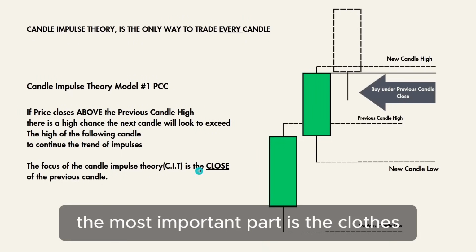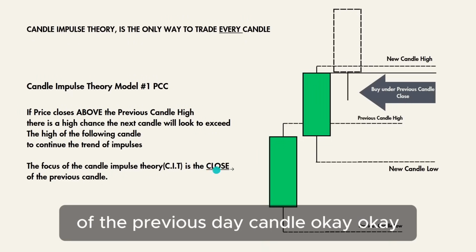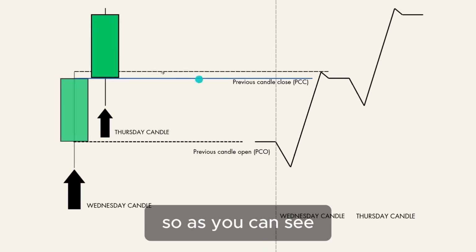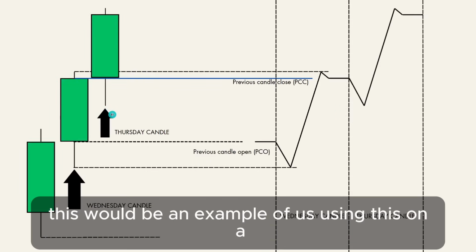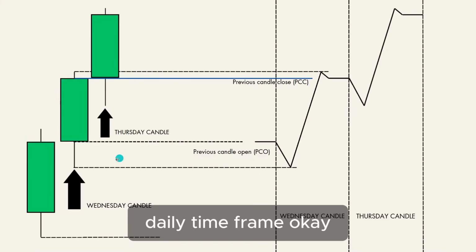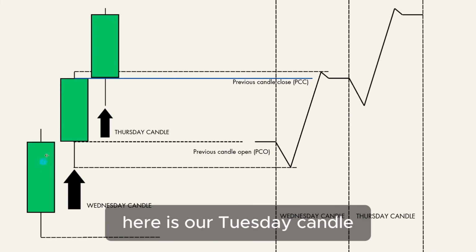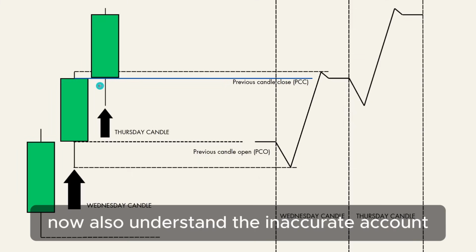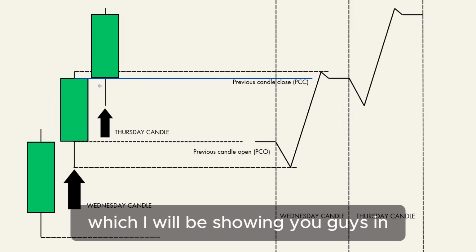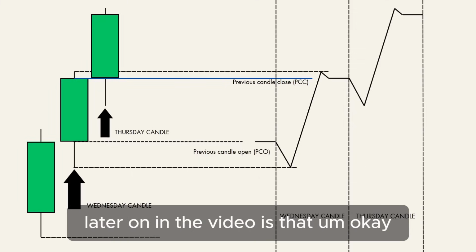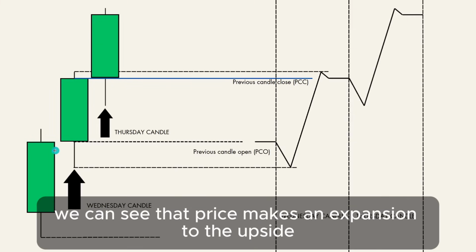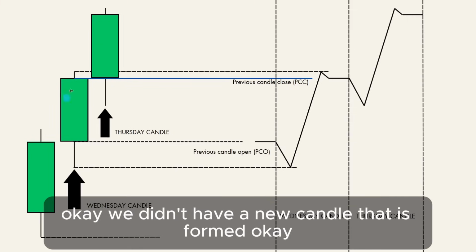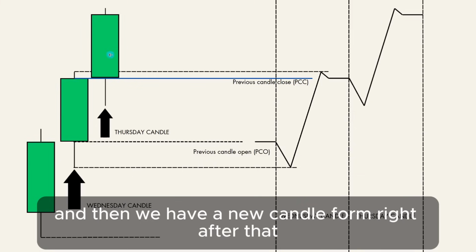Now, the most important part is the close of the previous day candle. As you can see, this would be an example of us using this on a daily time frame. Here is our Tuesday candle, Wednesday candle, and Thursday candle. Also understand the anatomy of the candle, which I will be showing you later on in the video: price makes an expansion to the upside, we then have a new candle that is formed, and then we have a new candle formed right after that.